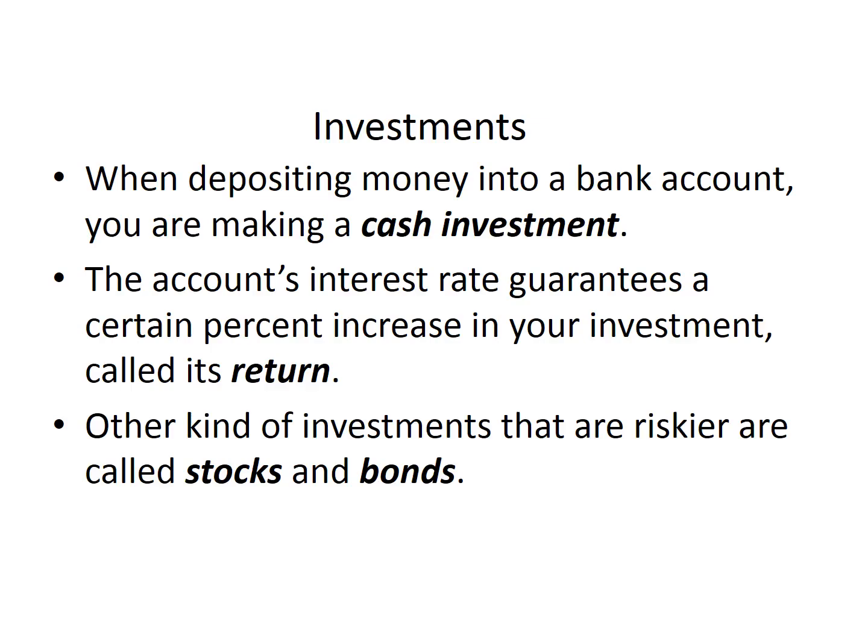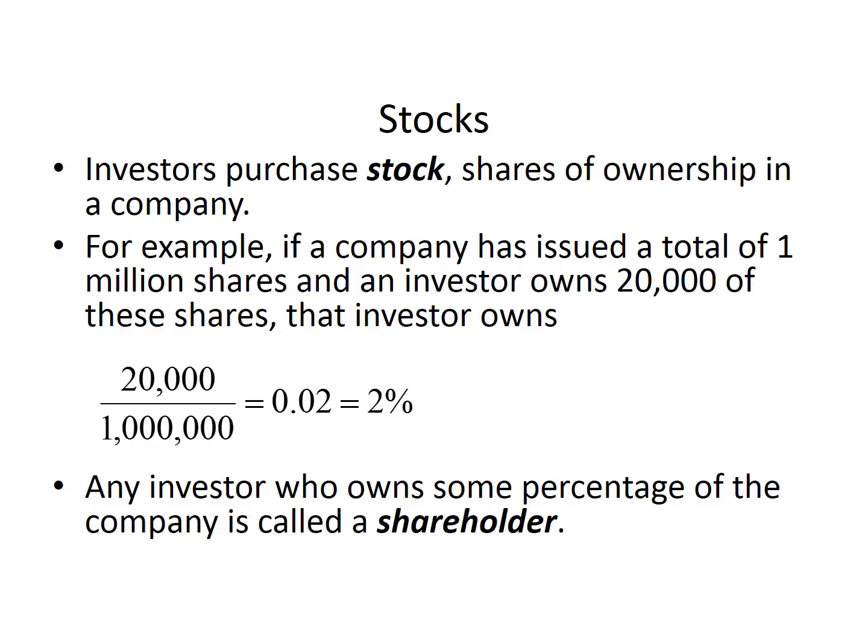When depositing money into a bank account, you are making a cash investment. The account's interest rate guarantees a certain percent increase in your investment, and that's called its return. Other kinds of investments that are riskier are called stocks and bonds. Investors purchase stock, shares of ownership in a company. For example, if the company has issued a total of 1 million shares and an investor owns 20,000 of these shares, the investor actually owns 2% because 20,000 out of a million, right? If you divide that out, you'll get 0.02, which is 2%. So an investor who owns some percentage of the company is a shareholder.